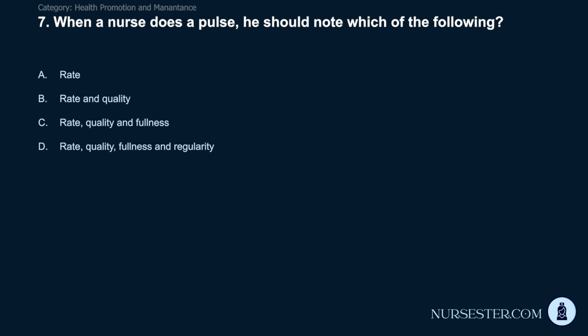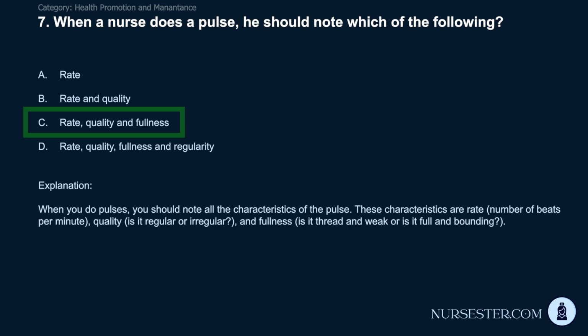7. When a nurse does a pulse, he should note which of the following? A. Rate, B. Rate and quality, C. Rate, quality and fullness, D. Rate, quality, fullness and regularity. Correct answer, C. Rate, quality and fullness. When you do pulses, you should note all the characteristics of the pulse. These characteristics are rate, number of beats per minute, quality, is it regular or irregular, and fullness, is it thready and weak or is it full and bounding?